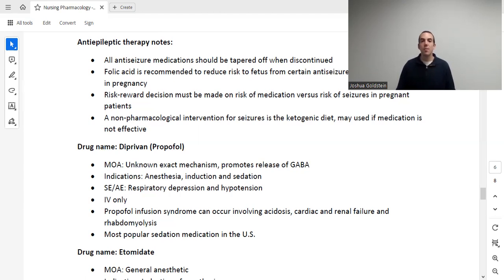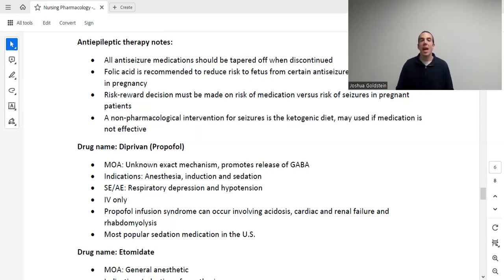There is something called propofol infusion syndrome. I would definitely know this if you're watching these videos for school purposes. This can occur, and it involves acidosis, cardiac and renal failure, and rhabdomyolysis. Any patient who is on a propofol infusion is going to be monitored for these adverse effects. It's not that common, but it is pretty serious, and it is a known issue. So we do carefully monitor any patient who is getting propofol, especially if they've been on it for more than a few days, to make sure that these adverse effects are not happening.